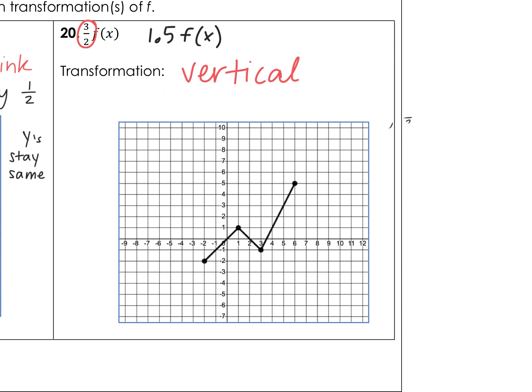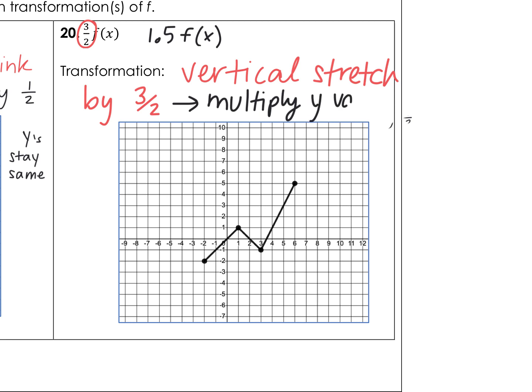Since 3/2 is bigger than 1, it's a vertical stretch. It's going to get taller. Vertical stretch by 3/2, or you could say 1.5 if that bothers you. What that actually means is you're going to multiply your y values by 3/2 or 1.5. Your x will stay the same. You are not changing the x's.